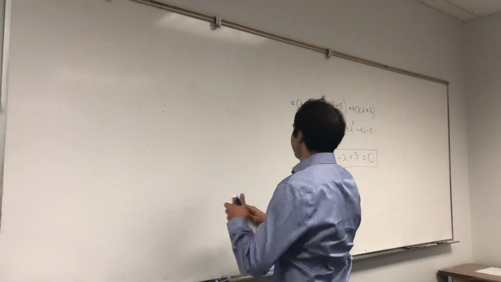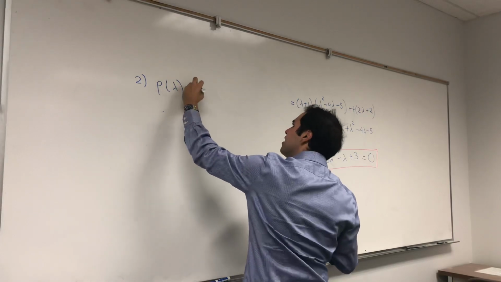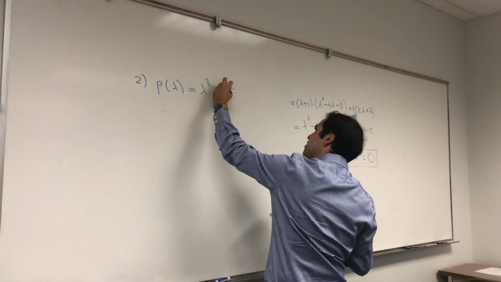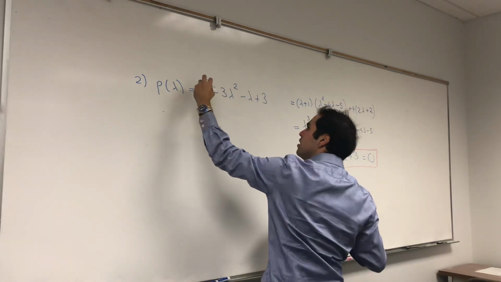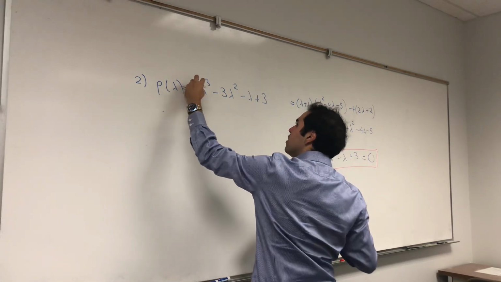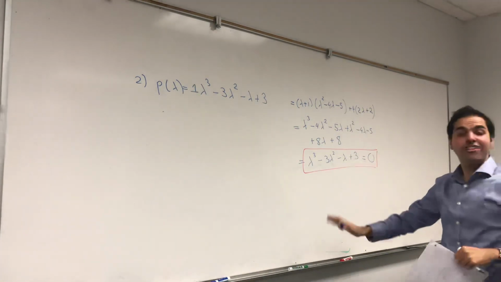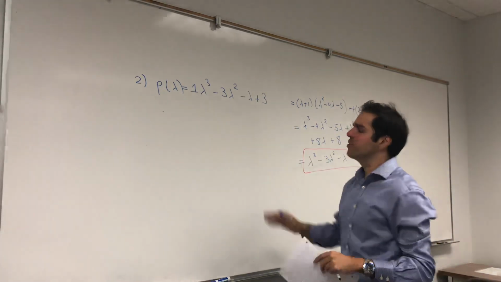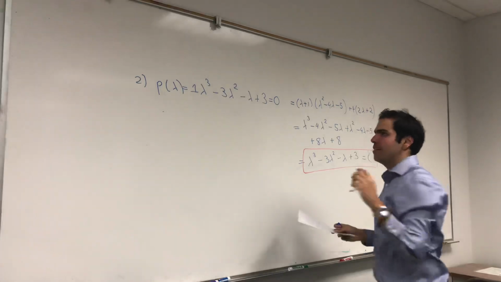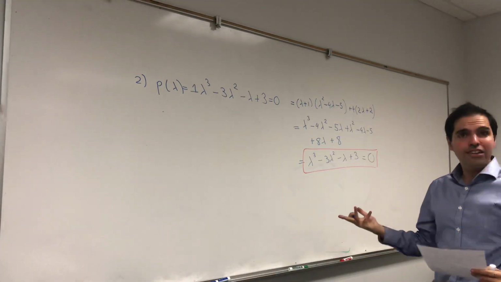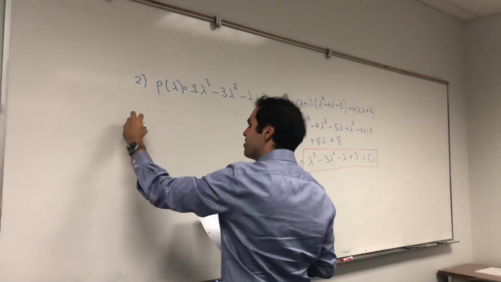So maybe second step. Our characteristic equation P of lambda is lambda cubed minus 3 lambda squared minus lambda plus 3. And notice the leading coefficient is 1. And what works here is that all the coefficients are integers, but in general you can do that. And we want to solve this equals 0. Now, there is this wonderful theorem, which I don't know how to prove. It's called the rational roots theorem.